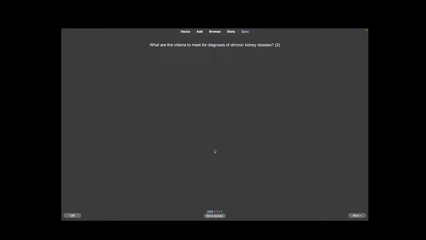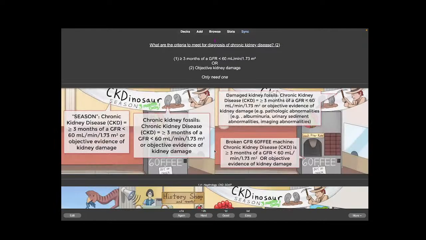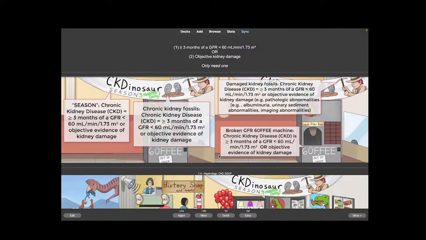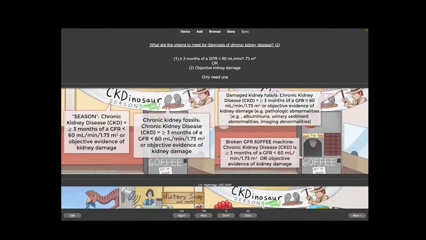Criteria to meet for CKD. I don't know. What do we have? A three month thing of GFR less than 60. Where's the 60 mentioned? Oh yeah, there's 60. So it's like for three months or more, GFR less than 60 mL per 1.73 meter squared. It's like an objective kidney damage.